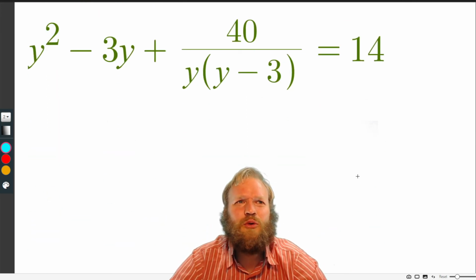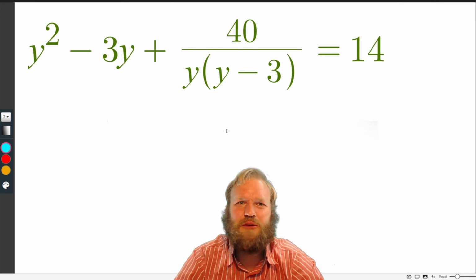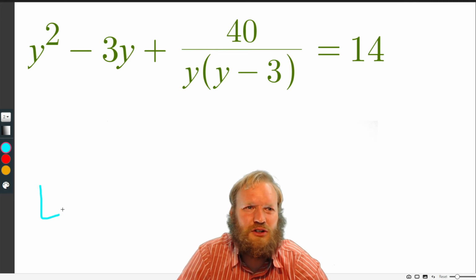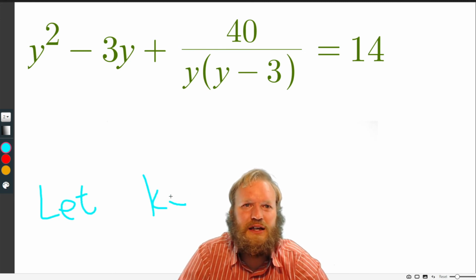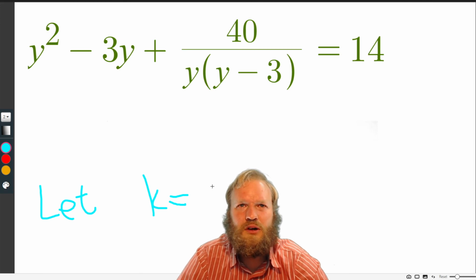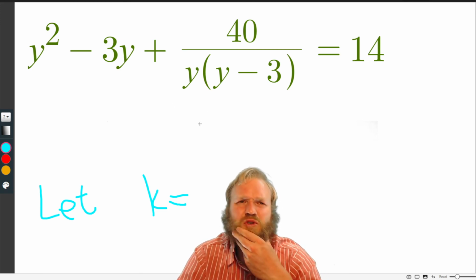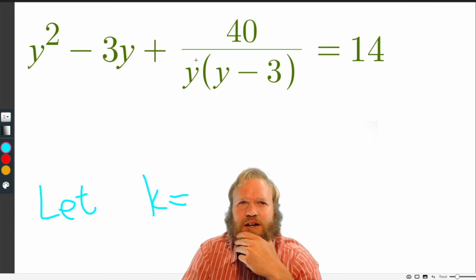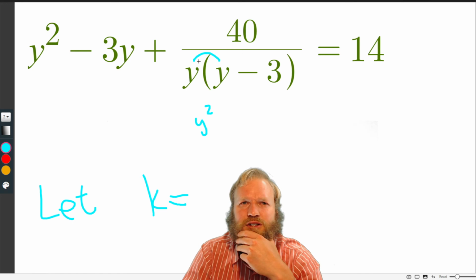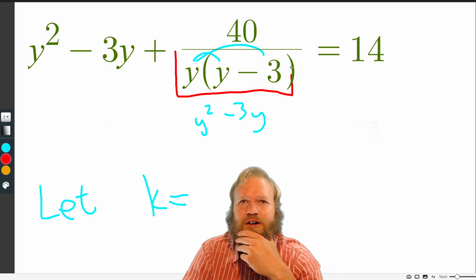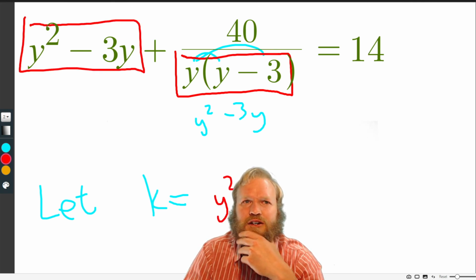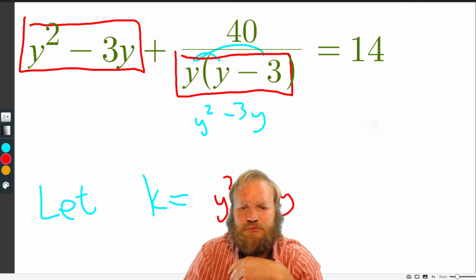Okay, let's look at one more example. I'm just going to get you going on this one because the idea is easy enough after that. In this case, what are we going to let k equal? Well, nothing looks the same straight away, but wait a second. y minus 3, if we distributed that, that would be y squared minus 3y. So suddenly this looks exactly the same as that. So k is y squared minus 3y.